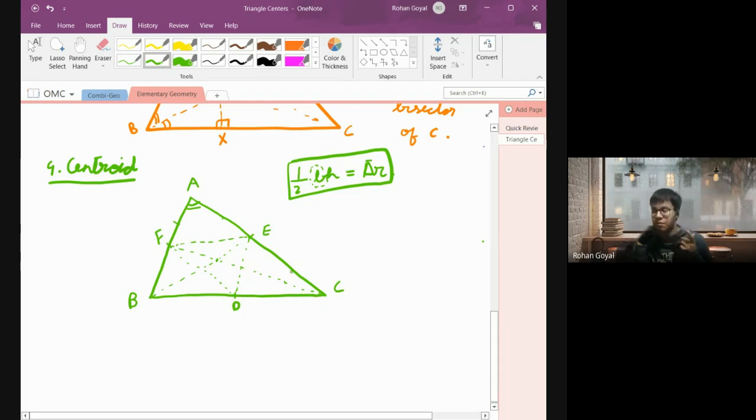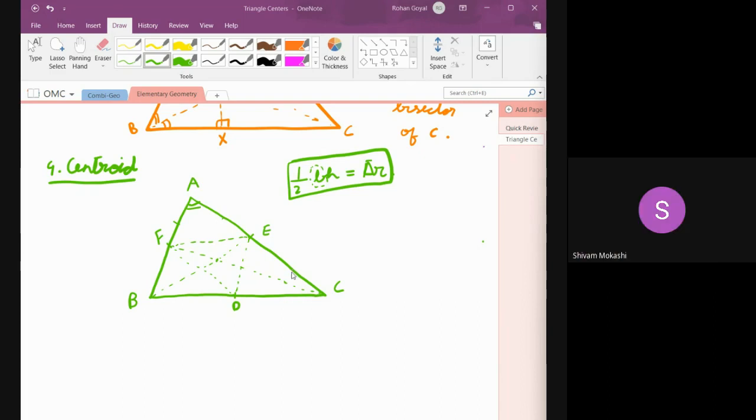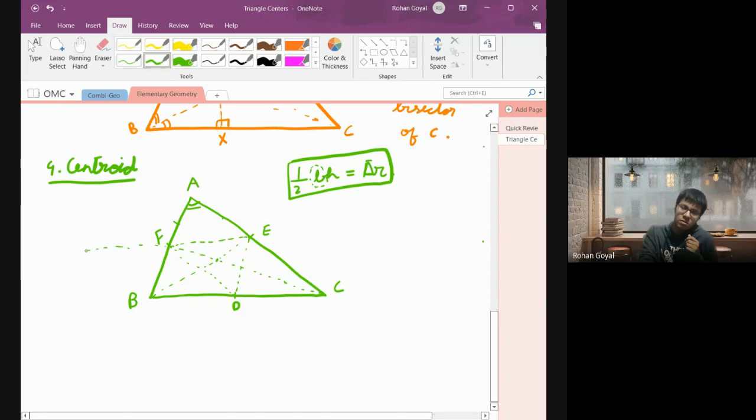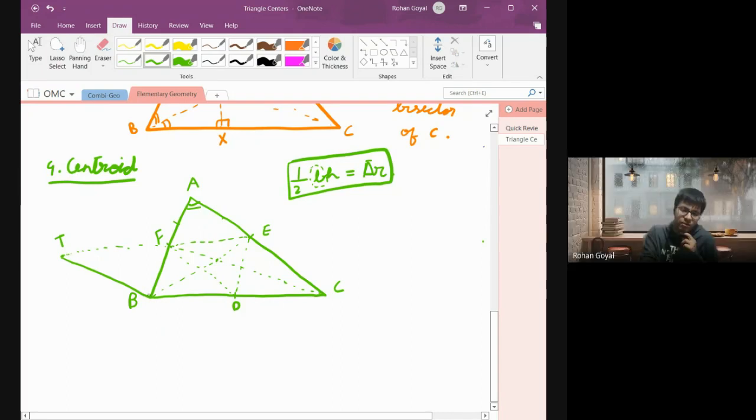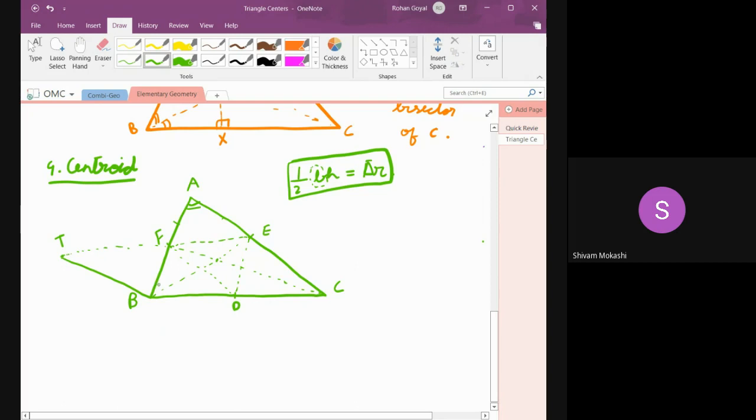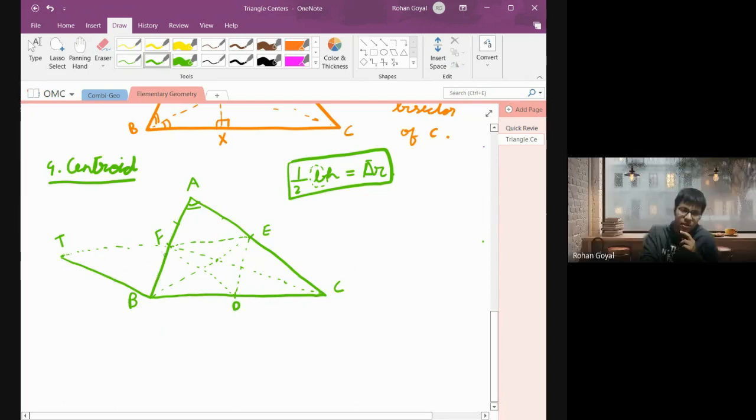Okay. So firstly, I don't know what this similarity thing is. Sounds very nice. Secondly, yes, please go ahead, Shivam. Yes. So what you do is you extend FE such that it equals BC. Let's say it went on till here. You name that point, let's say T. So you join TB, and then we know that AF is equal to FB. Angle TFB equals angle AFE. Yes.